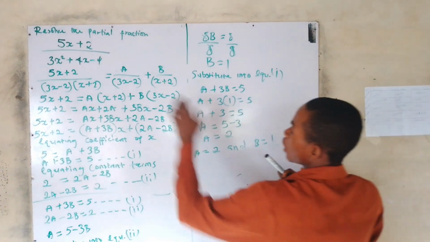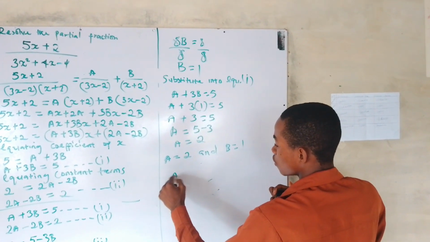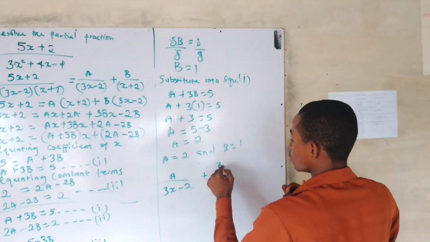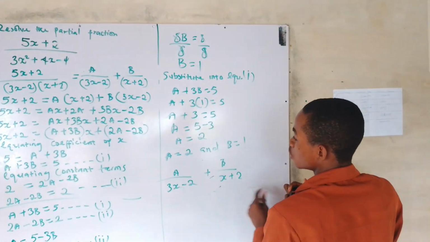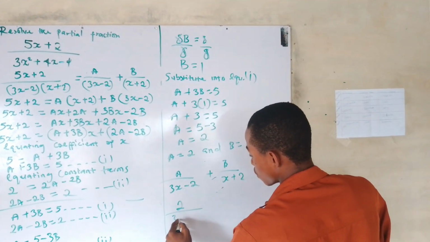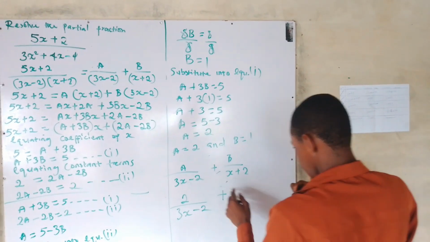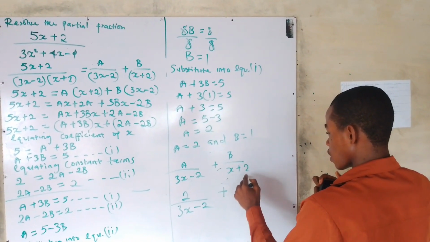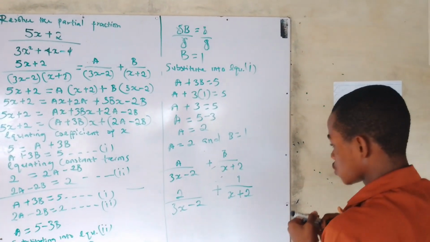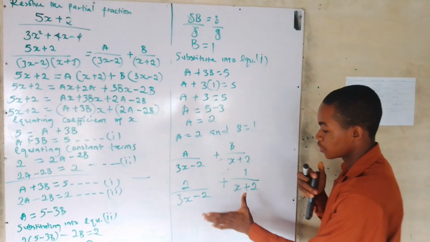So now let's put that in this equation. Before we had A all over 3x minus 2 plus B all over x plus 2. Now we have the value of A, which is 2, all over 3x minus 2, plus B, which is 1, all over x plus 2. So you can see there that we have our partial fraction. We've resolved the partial fraction.